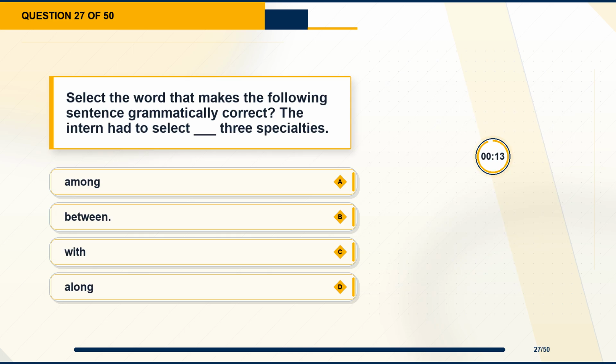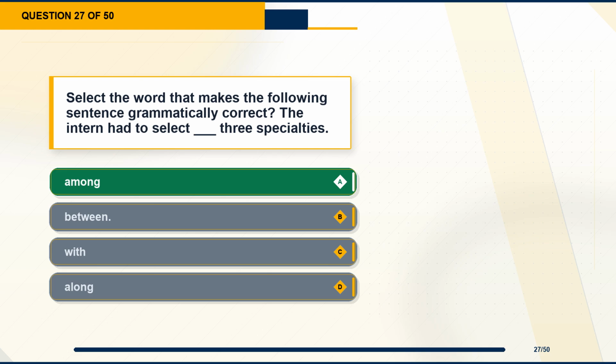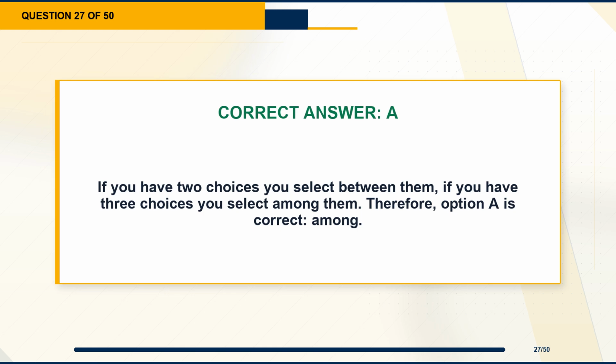Question 27. Select the word that makes the following sentence grammatically correct. The intern had to select blank 3 specialties. Option A, among. Option B, between. Option C, with. Option D, along. The correct answer is option A, among. Explanation. If you have 2 choices, you select between them. If you have 3 choices, you select among them. Therefore, option A is correct, among.